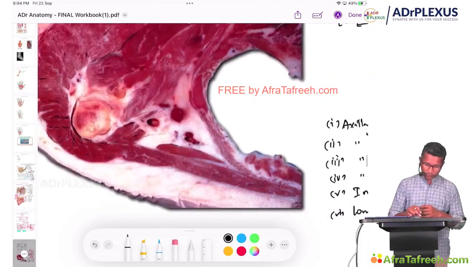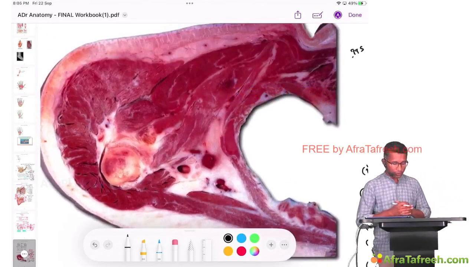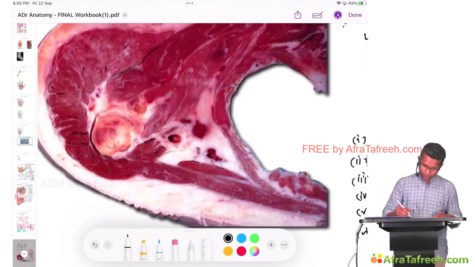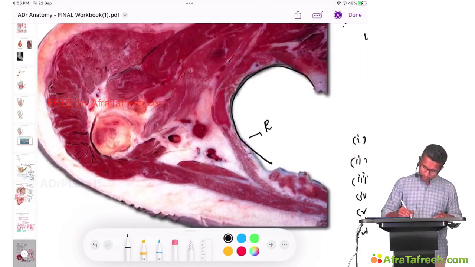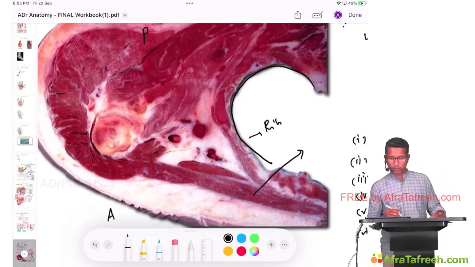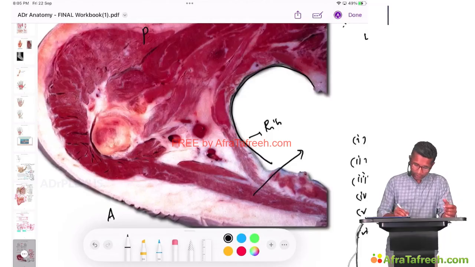If you see here, this is a cadaveric image. I'll try to show you the things we saw here. This is the rib area. What muscle do you see here? This is the anterior aspect of the axilla, and this is the posterior aspect. Can anybody answer what this muscle is? Yes, it is pectoralis major muscle. Very good.